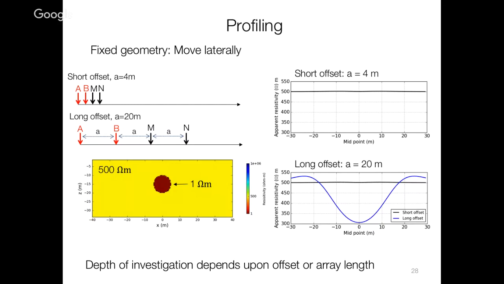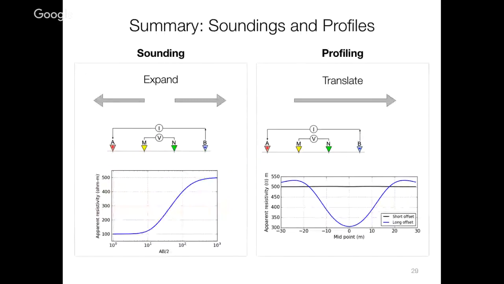To summarize then, there's sounding, kind of probing into the earth, in which case I make the offsets bigger, bigger, bigger, and I gradually see down in there. Profiling, in which now I'm sampling at some particular depth, and I see the background, and then I see the anomaly.